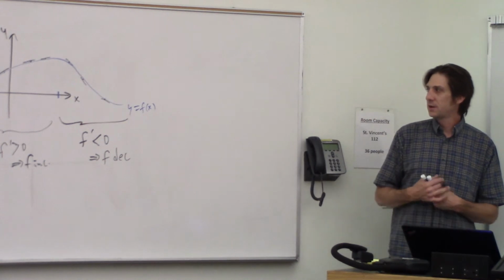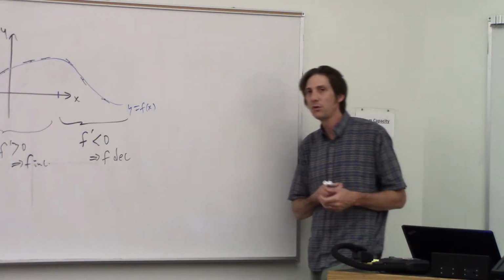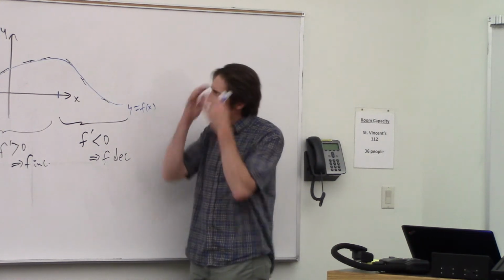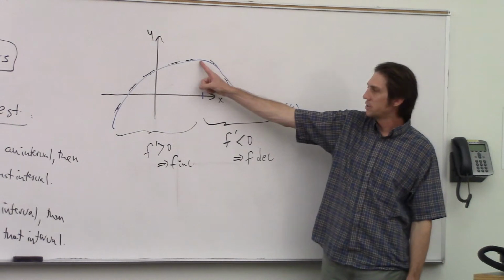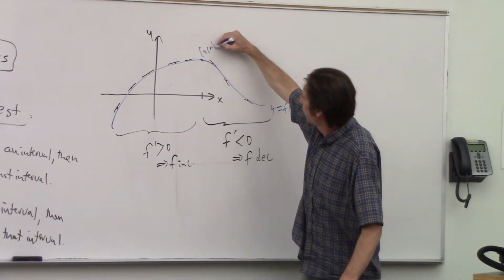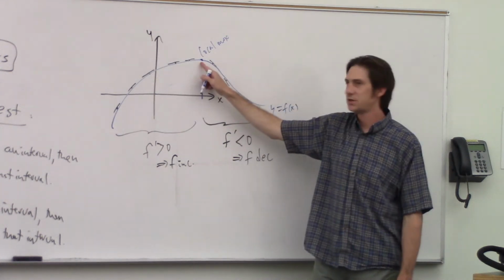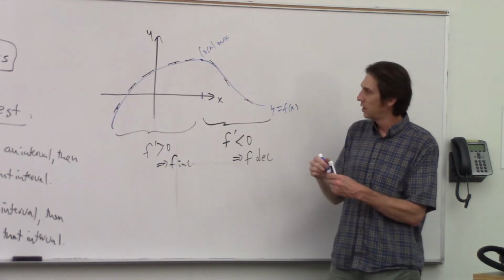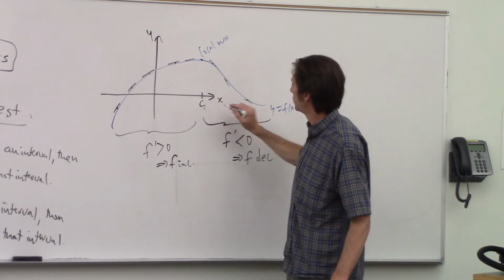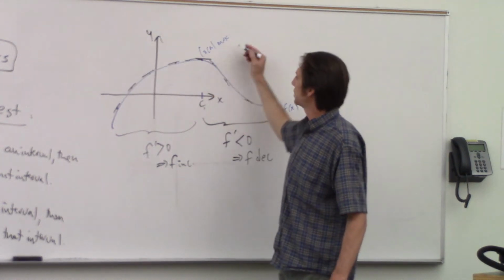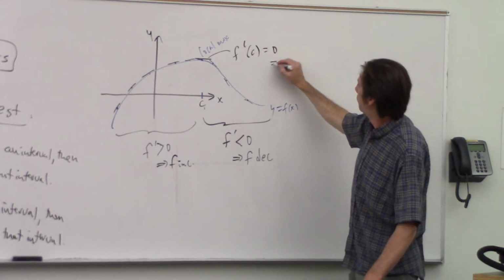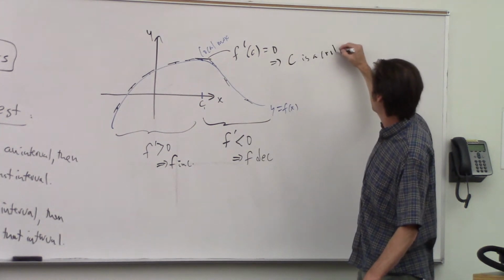Knowing the increasing-decreasing test can also help me identify where a function has local maxes and local mins. And it's pretty easy to see. At this location, I have a local maximum, right? I have a value that's the largest of any of the nearby values. Let's call this x value c here. And so at the top, I know that f prime of c is equal to 0, which means that c is a critical number.